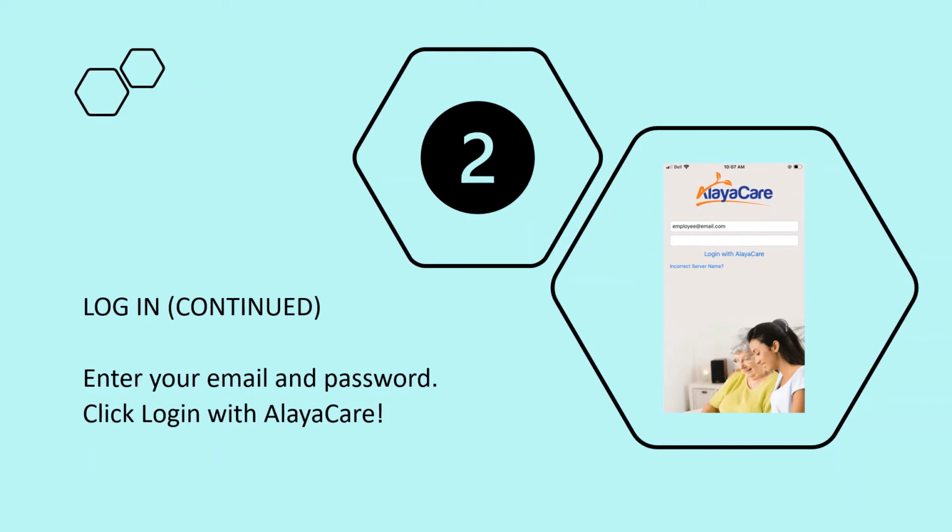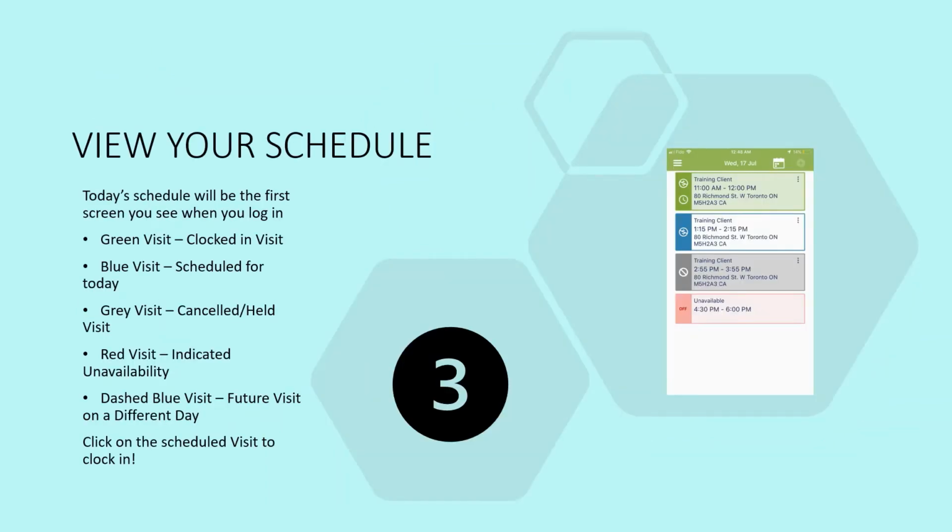To use AlayaCare, you need an email address. If you don't have one, we'll set you up with a special one. On this screen, you'll enter your email address and your password and then click Login with AlayaCare. When you log in, your schedule for today appears.